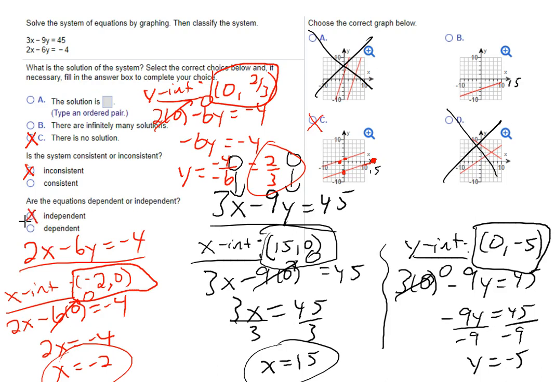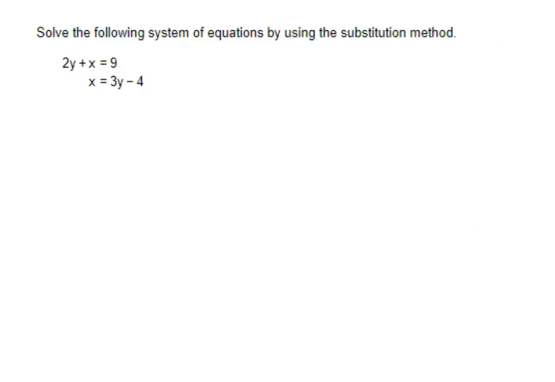So it's still independent, right? You only choose dependent if there's an infinite number of solutions. This one has no solutions at all. That's definitely not infinite. And so we will still select independent as the type of system for that. Okay, move on to the next one. Sorry, the graphing ones take a little bit of time. These other ones should go a little bit quicker.